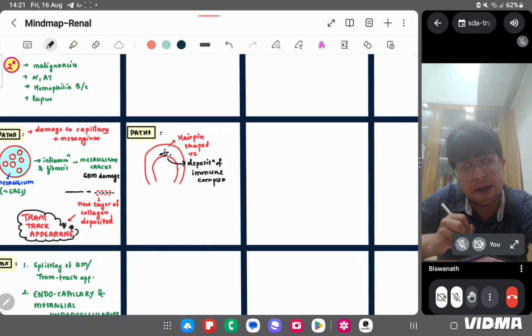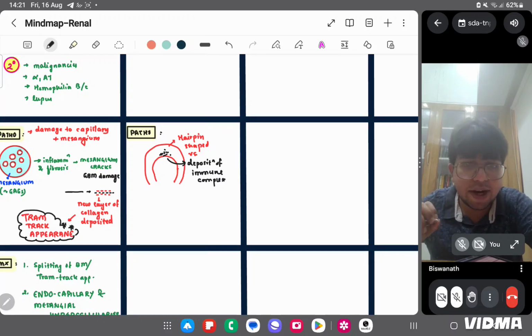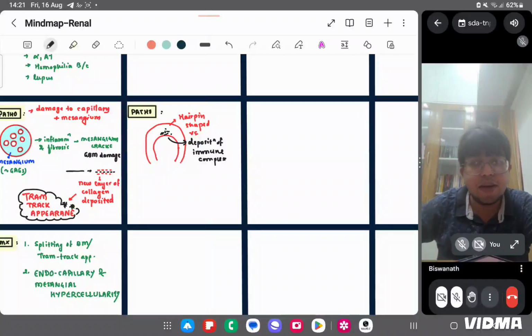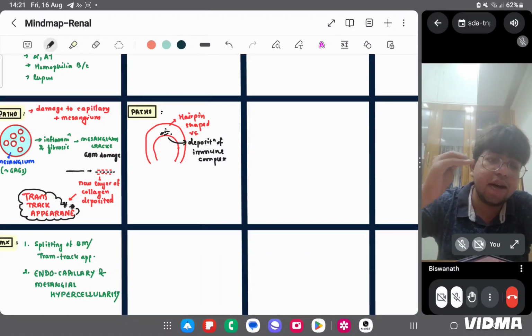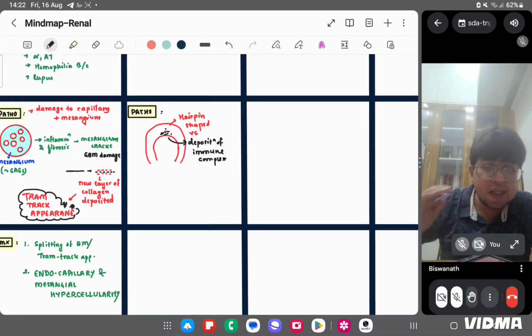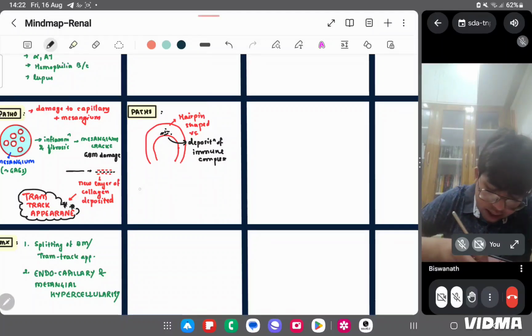Deposition of immune complexes. Okay, understood. So this is called lupus nephritis. Actually, there are 6 classes of lupus nephritis. In class 1 lupus nephritis, the deposition is just like this format. Just see, the deposition is like this only. This is class 1.